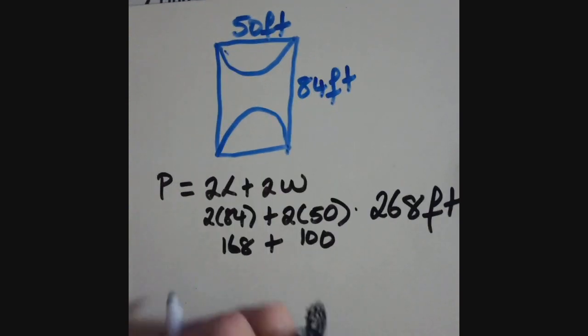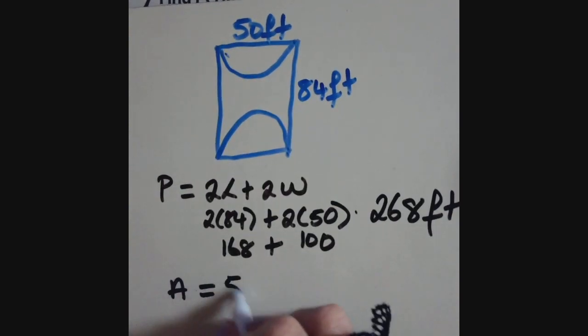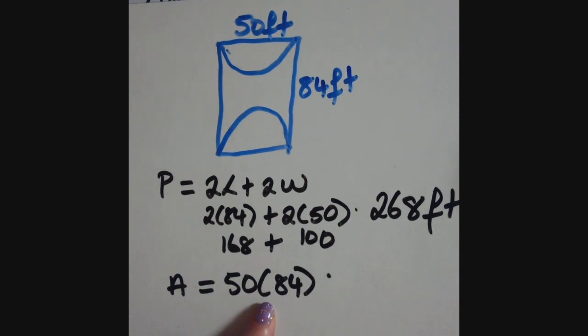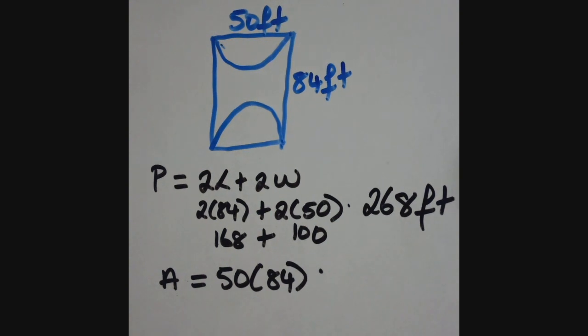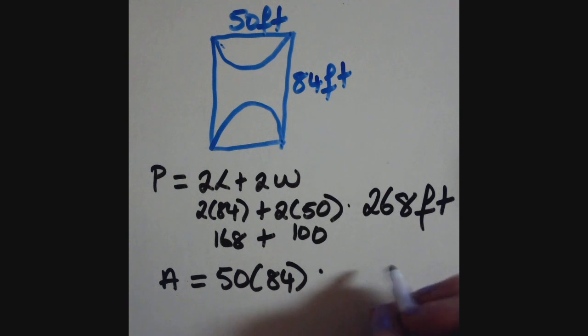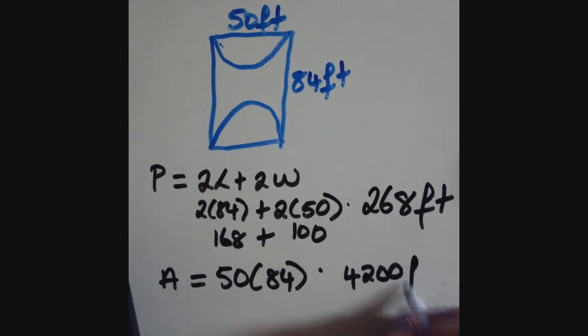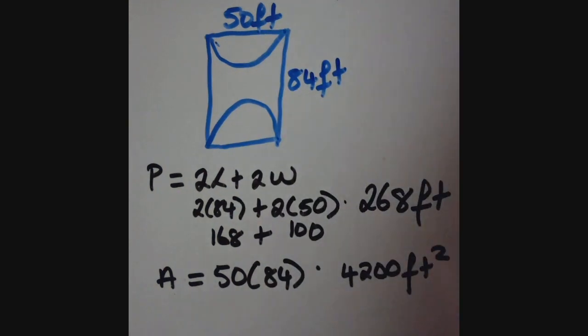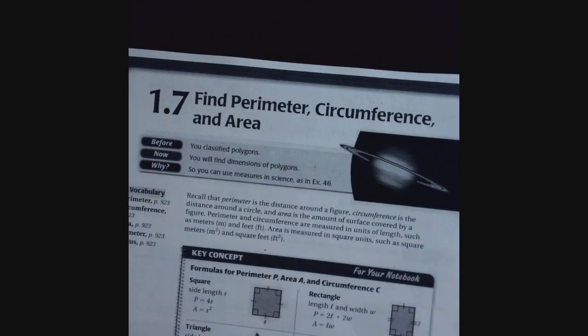Now if we want the area, it's length times width. So 50 times 84, those are the two dimensions we're multiplying. So we're going to end up with feet squared. If I take 50 times 84, we end up with 4,200 feet squared. So that's the difference between the area and the perimeter. So we're going to move on to the next shape. Let me just erase this. Let's see what the next shape is.